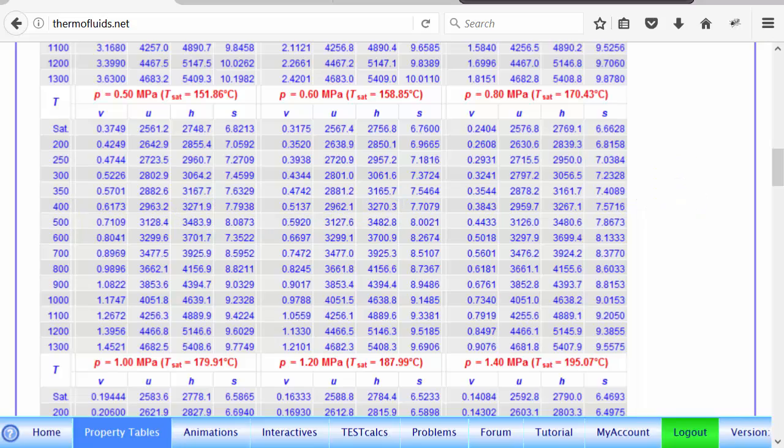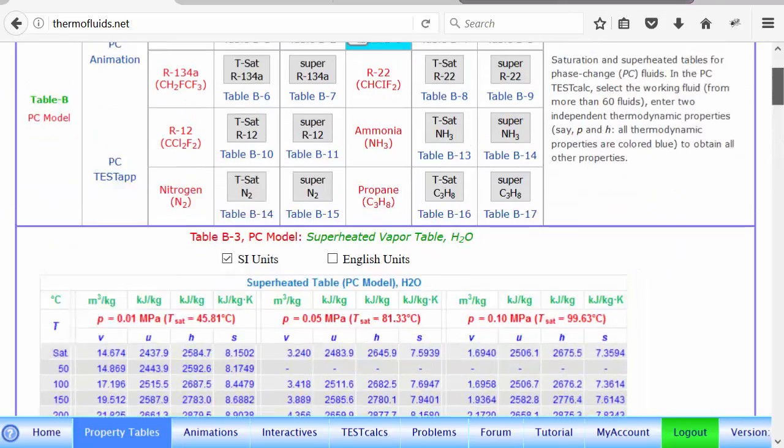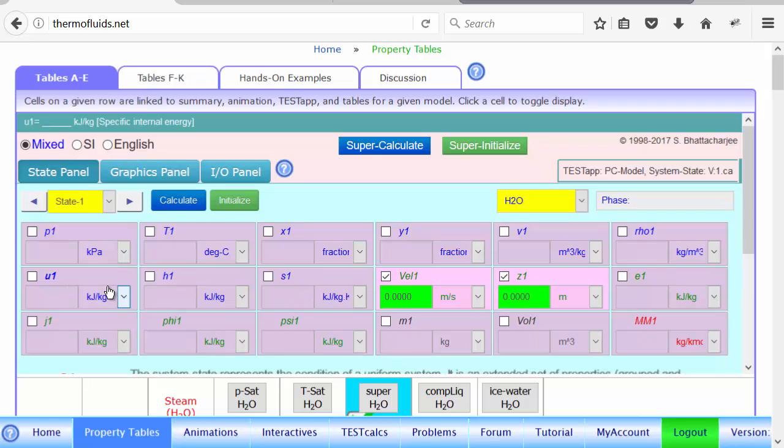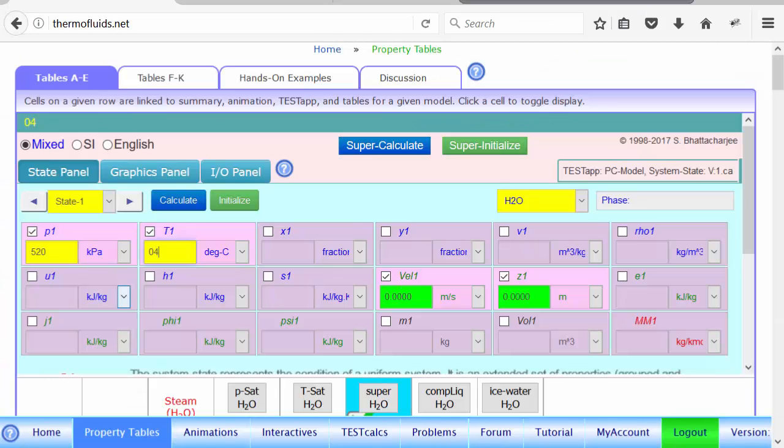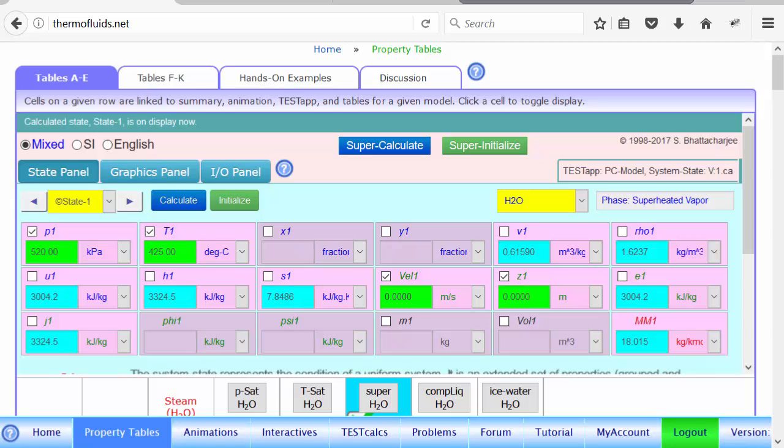Okay, so let's go and see if we can reproduce that solution, what we get from the TESTapp. Again, the pressure is given to us as 520 kPa. And the temperature is how much? 425 degrees Celsius. We calculate the state. Notice that the superheated vapor, the phase condition is produced like we expected from our theory, and the enthalpy produced is 3324. We kind of lucked out.